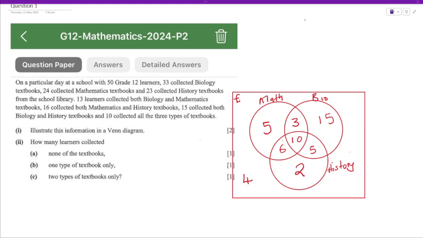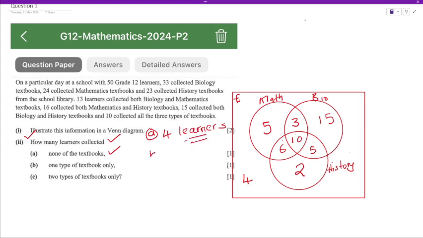Let's now go ahead and answer the questions that have followed here. So the first question is saying, Roman numeral 2, right there. How many learners collected none of the textbooks? We already found that answer. It's simply 4 learners. The guys that are outside the sets, these guys didn't like reading.